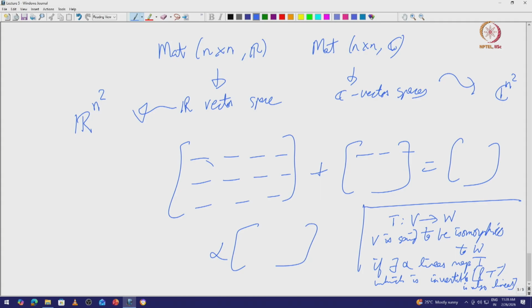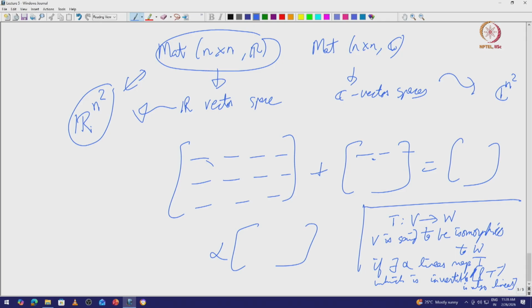In general, two objects in mathematics are the same if you can define a map between the two respecting the structure of these objects, which is invertible and such that the inverse also respects the structure. So in fact, these two vector spaces are actually isomorphic. They are exactly one and the same. Why? Because what does addition mean in R^(n squared)? Addition is component wise, which is exactly what you do for matrices, likewise for scalar multiplication, right?